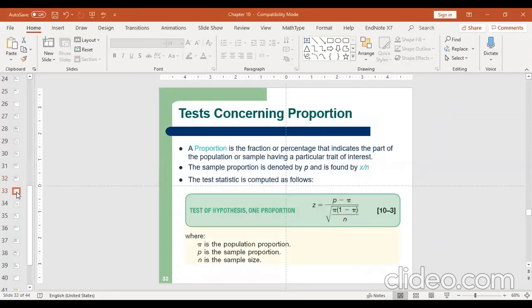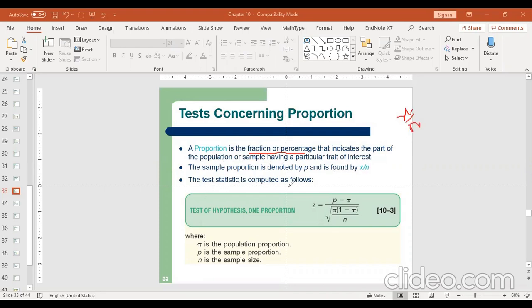Tests concerning proportion. So we are going to see how we can test the hypothesis when we have the information in percentages or fractions. Proportion is a fraction or a percentage that indicates the part of the population or sample having a particular trait of interest. So this is the definition of proportion. The sample proportion is denoted by p and found by x over n. So this x is basically the number of successes, and n is the number of trials.